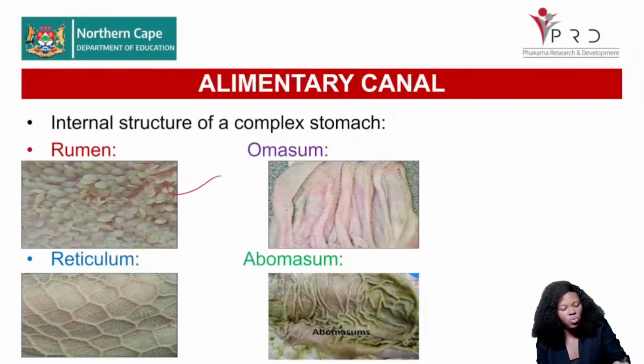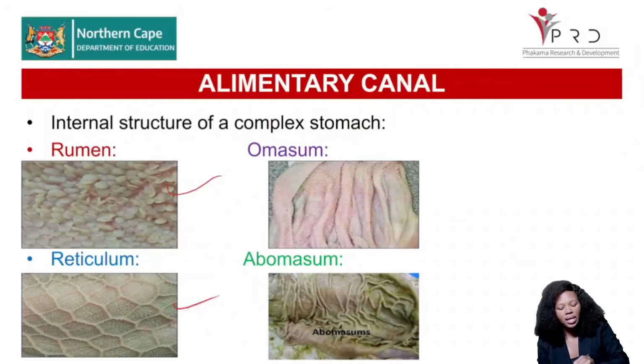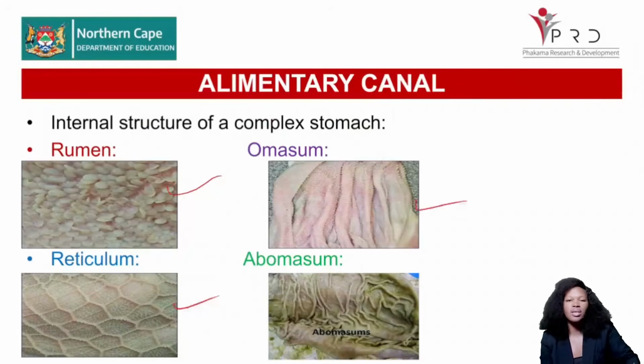Firstly, we have the rumen with papillae right here, the finger-like projections. We have the reticulum, which is a net-like structure or a honeycomb. We have the omasum right here, also referred to as a leaf structure. And the last compartment or chamber is called the abomasum. So these are the internal structures, or the internal view, of a complex stomach.